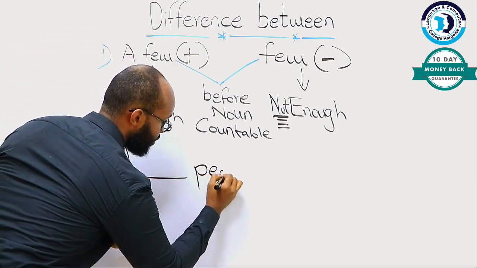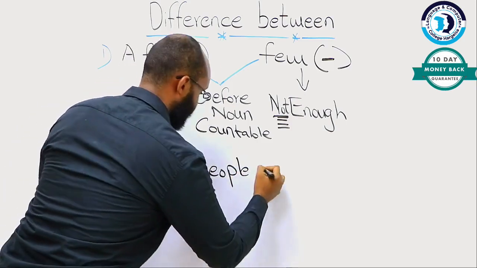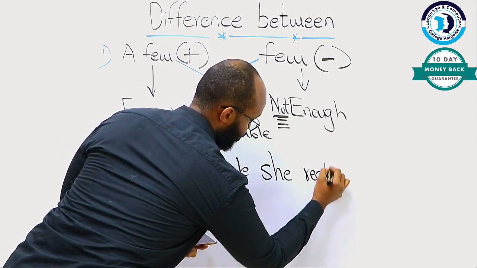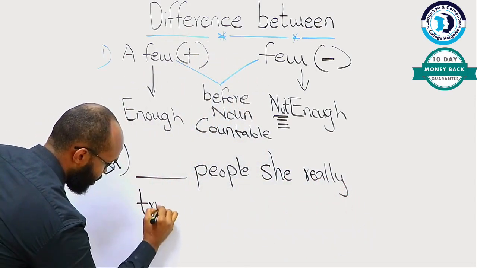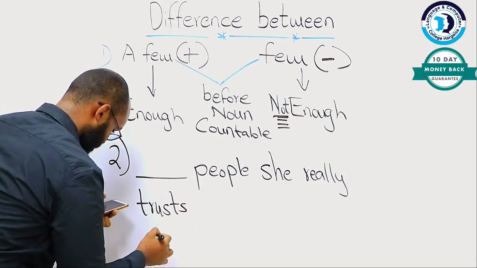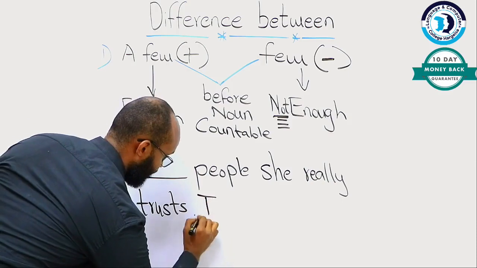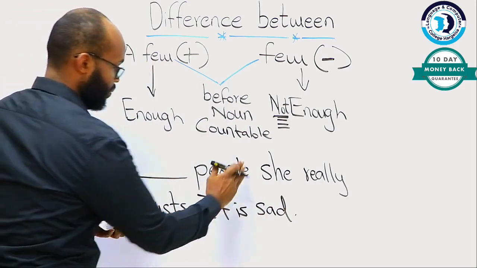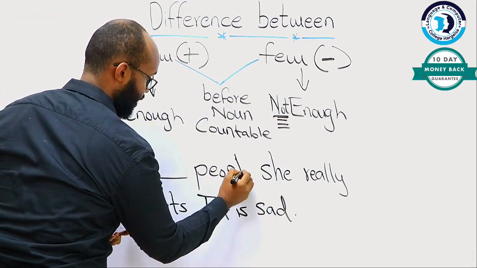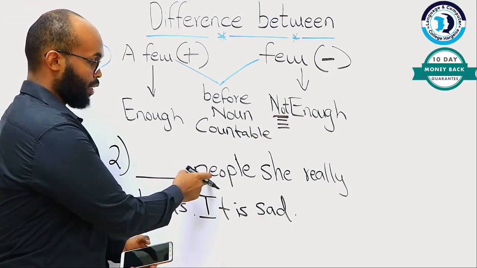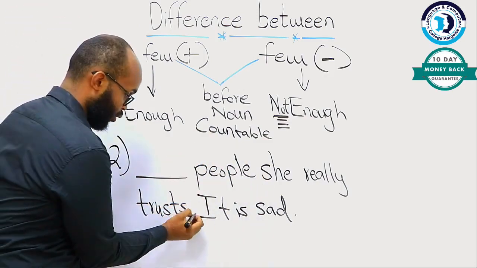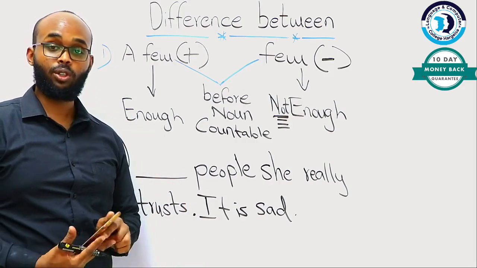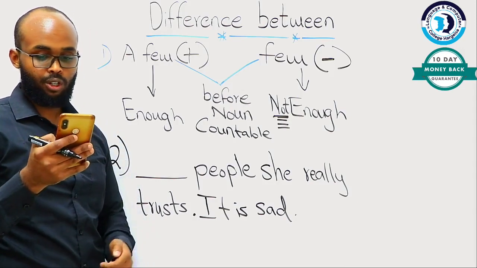Dash people she really trusts. It is sad. Okay, dash people she really trusts. Full stop. It is sad. Which one will you choose, a few or few? Okay, a few or few?